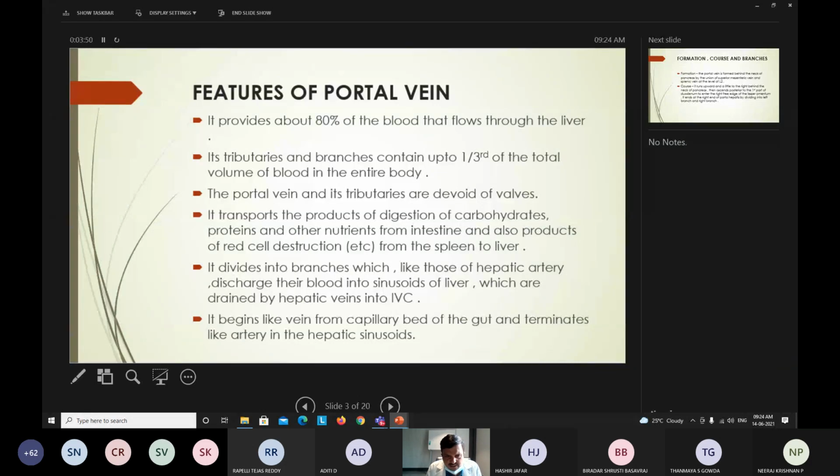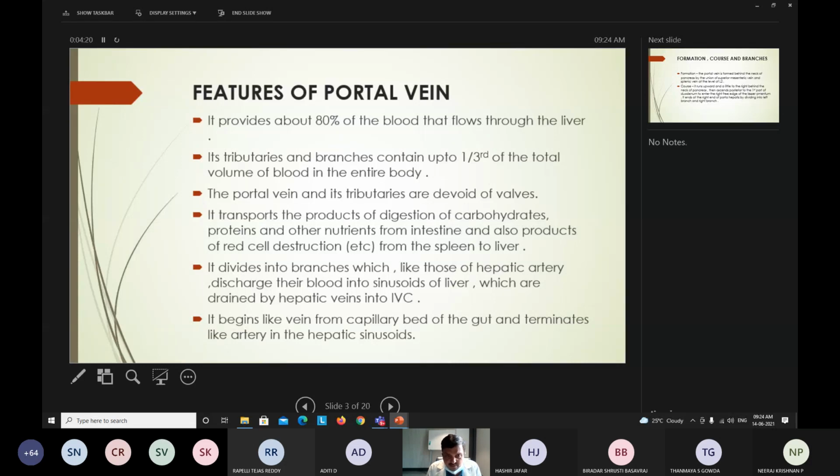Fourth point, it transports the products of digestion of carbohydrates, proteins, and other nutrients from the intestine, and also products of red cell destruction from the spleen to the liver. You got it. Veins always transport deoxygenated blood; arteries carry oxygenated blood. But this vein is different from other veins.